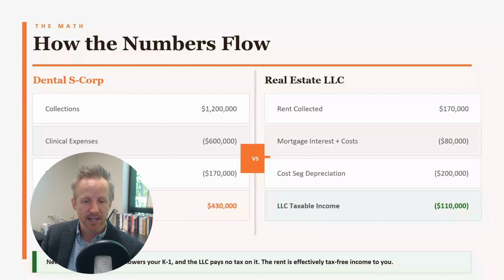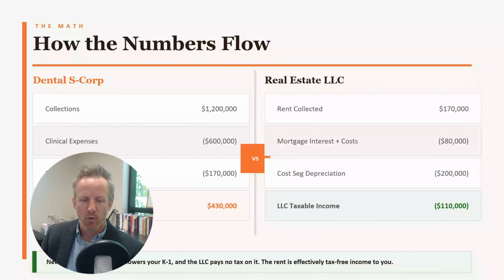And if you do that cost segregation analysis, and let's say in year one, you're able to deduct $200,000 of depreciation because of that cost segregation analysis. And normally it might have been, I don't know, $40,000 or $50,000, but now you're at $200,000 because of the cost segregation analysis. You actually now ran a loss in that LLC of $110,000. That's $170,000 of rent collected income in your building LLC, less $80,000 of interest, less $200,000 of cost segregation deduction. That's a loss of $110,000.